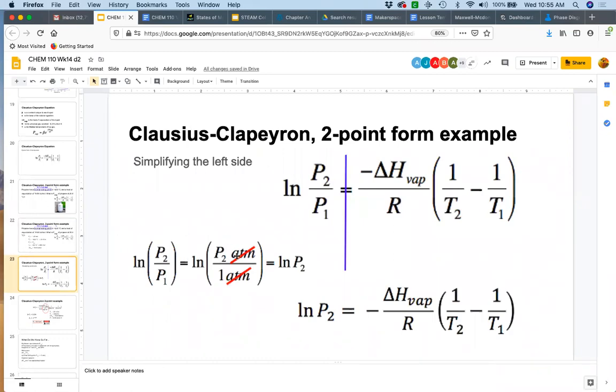This is something that can be done by substituting in our numbers as given and then seeing that in fact this cancels to simplify. So we have the natural log of P2 by itself because P1 is just 1 atmosphere.